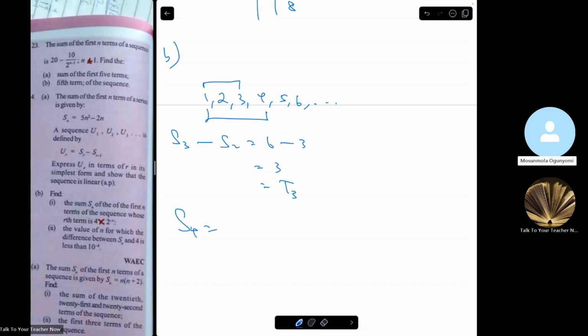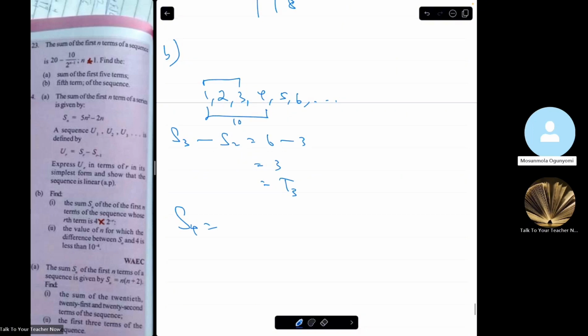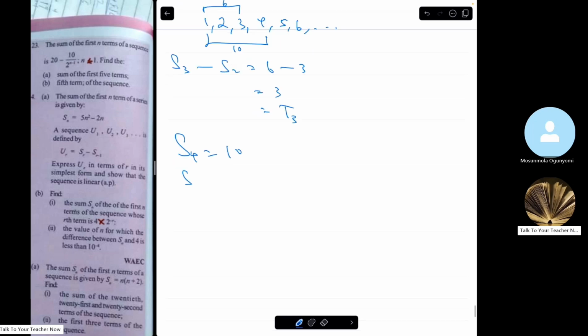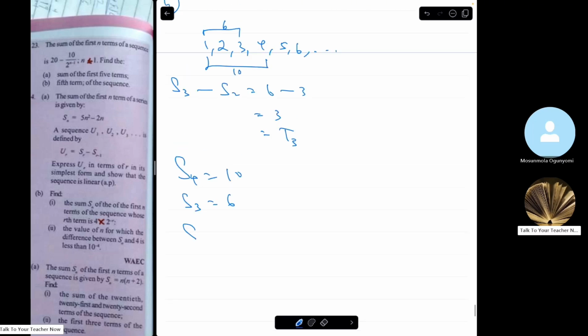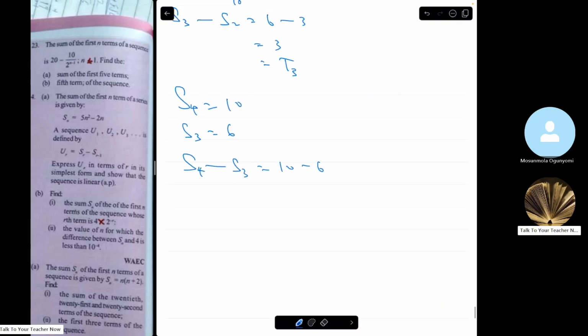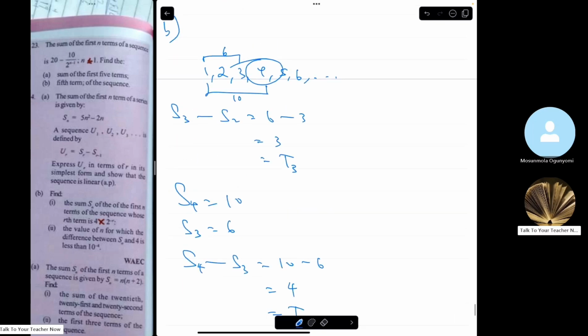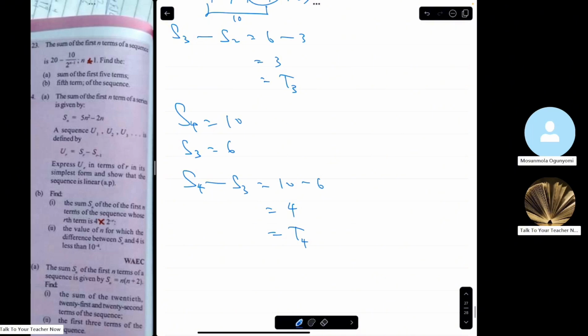6. 10. 10. And what's the sum of the first 3 terms? 6. So that means S4 is 10 and S3 is 6. And you'd see that S4 minus S3 is equal to what? 10 minus 6, which is 4. And that 4 is the fourth term. Can you see that? Yes, sir.